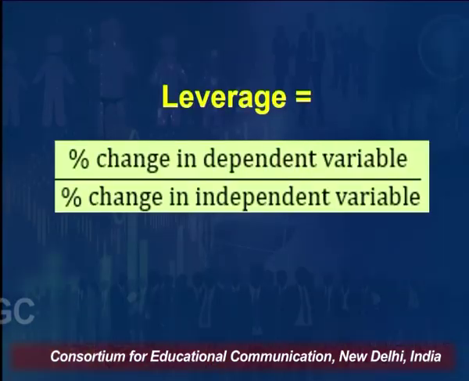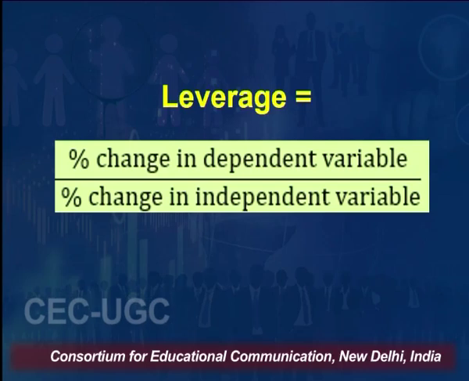Now, when I am talking about independent and dependent variables, in terms of finance I may talk about sales and profit. Sales may be the independent variable, which is taking place as per the market need, and profit is the dependent variable, which is dependent upon sales. How the profit is changing when the sales is changing. This is what we are going to understand with the help of this term called leverage.